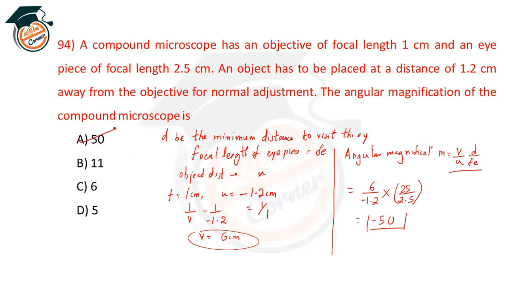So the formulas are like this. First, 1 by V minus 1 by U equals to 1 by F. And the second formula is the angular magnification formula, which is equal to V by U into D by focal length of the eyepiece. If you know these terms, then put the values and get the answer. So angular magnification is 50.